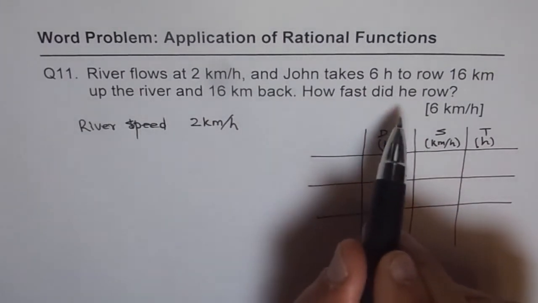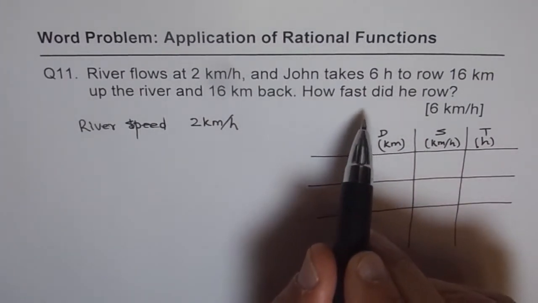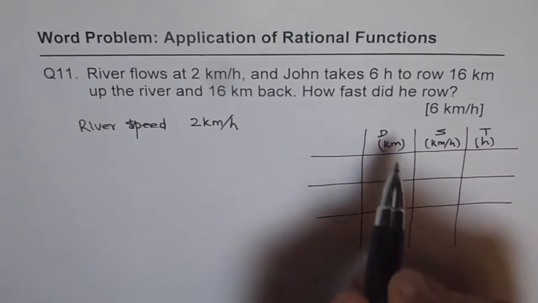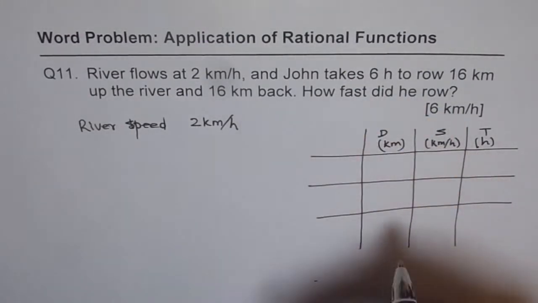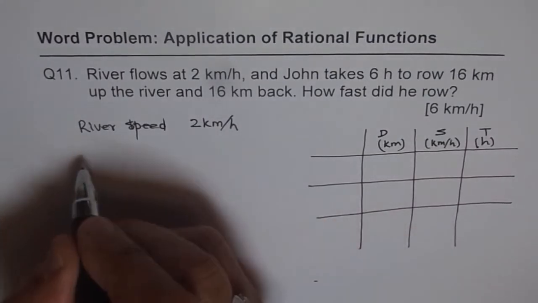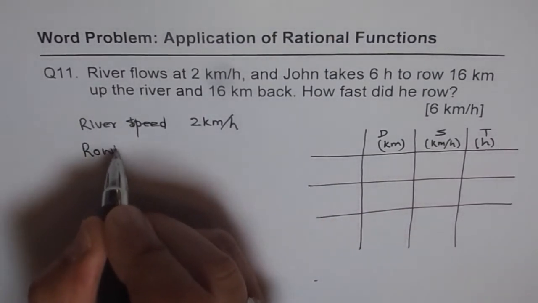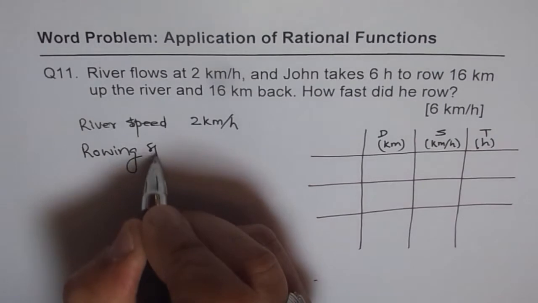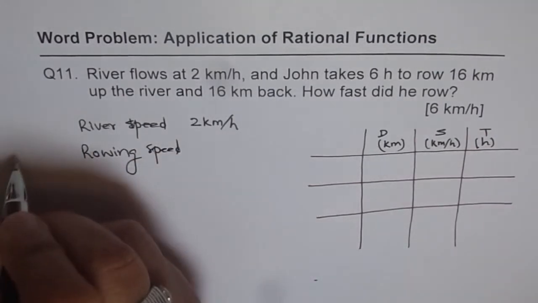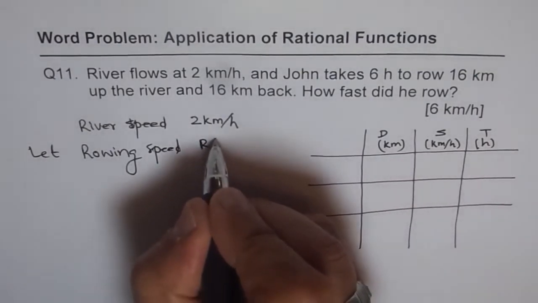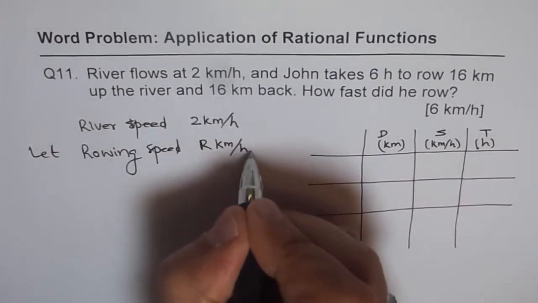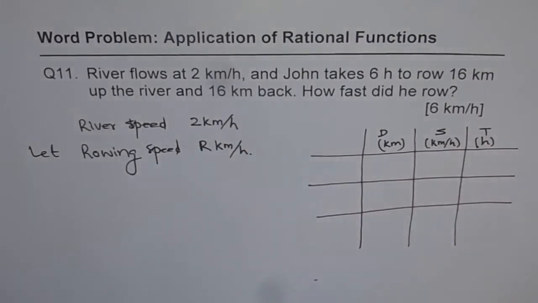The last sentence tells you what you need to do. How fast did he row? So we'll define a variable for that and then figure out what that speed is. We'll say rowing speed, let it be, so that comes with a let statement. Let rowing speed be r kilometers per hour, okay? That is how we should start.